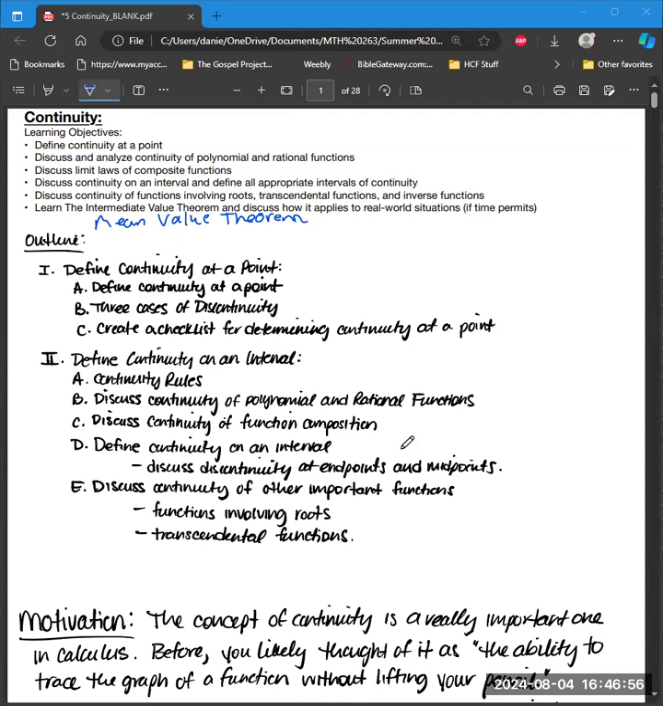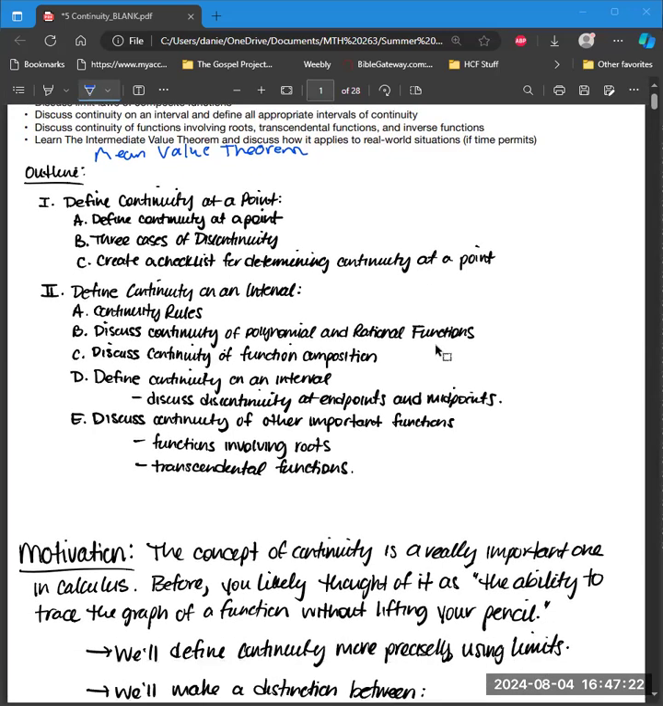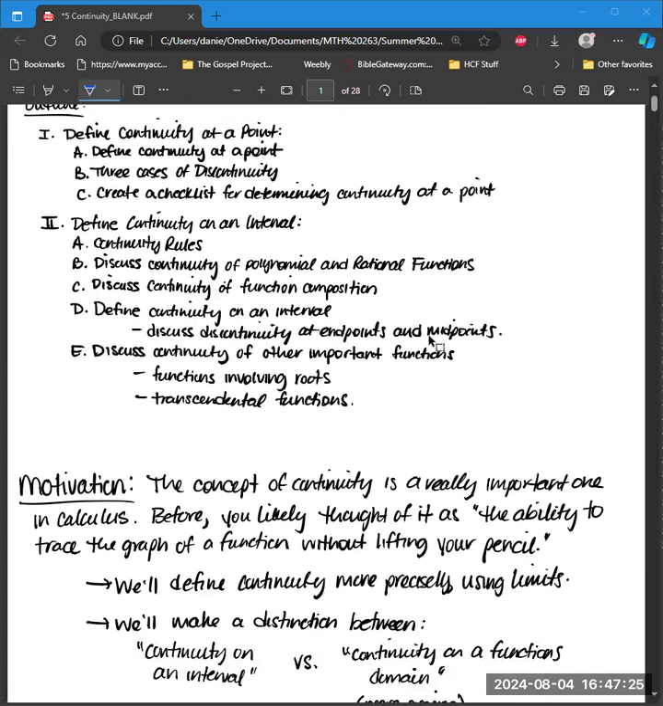Our outline here, we're going to define continuity at a point. And to do that, we're going to have to know what limits are, which is why we discussed limits. We're also going to have to know about the existence of a point there. There's going to be three cases of discontinuity that we're going to talk about. We're going to create a checklist for determining continuity at a point. There's going to be a three-part definition, and we're going to actually use that three-part definition to tell when something is discontinuous. It's going to violate one or more of those three conditions.